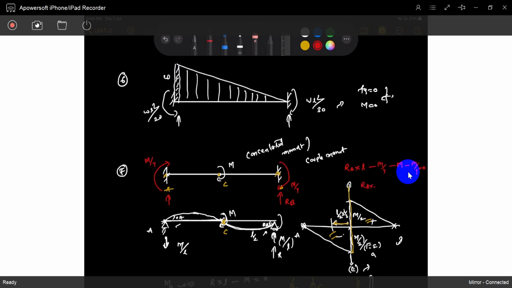So RB into L is equal to what? M by 4, M by 4, M by 2. So 1 by 2 plus 1, 3 by 2. 3M by 2. So RB is 3M by 2L. So this is 3M by 2L, in the same direction, but this will come in the opposite direction, 3M by 2L. These are the shear forces. You can easily calculate them.